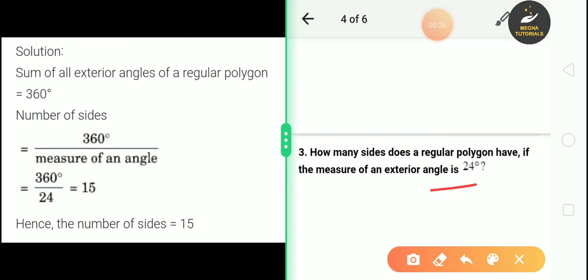ठीक है. So again we will use the same concept of sum of the exterior angles. Okay. So we know that sum of all exterior angles of a regular polygon is 360 degree. Therefore number of sides is equal to 360 degree upon measure of each angle. So 360 degree upon 24 and it is coming 15. So the number of sides of this regular polygon is equal to 15.